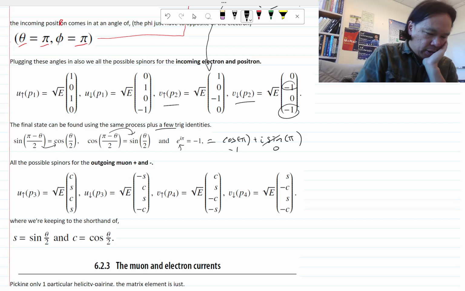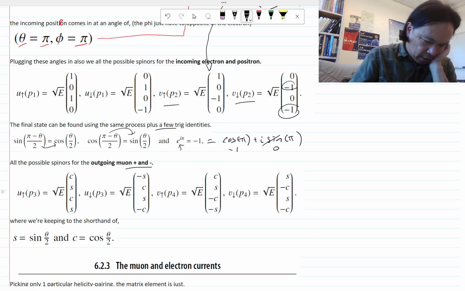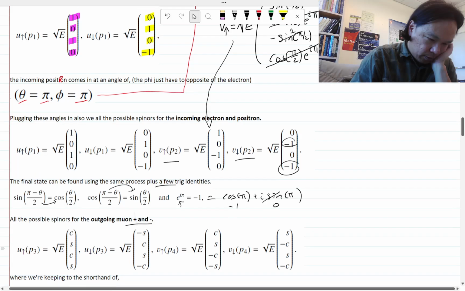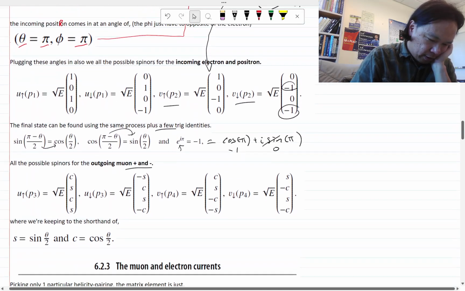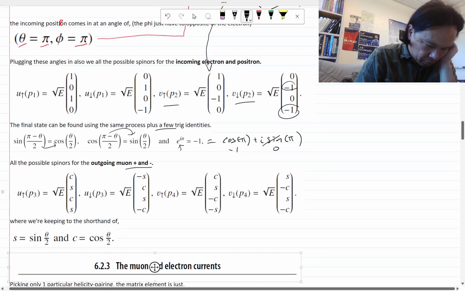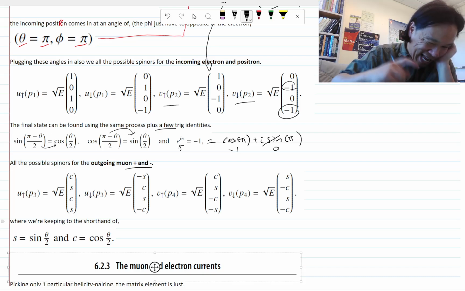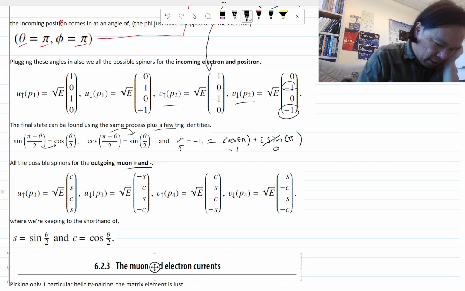Okay, so with these trig identities, what you'll find is that for the muons, applying the same thing, you're going to find that this is not the same equation as what's up here. It's not equation 6.11, where the outgoing muon is going to have this angular dependence to it. This is where this angle is going to come from.